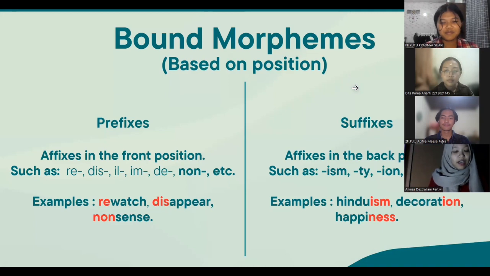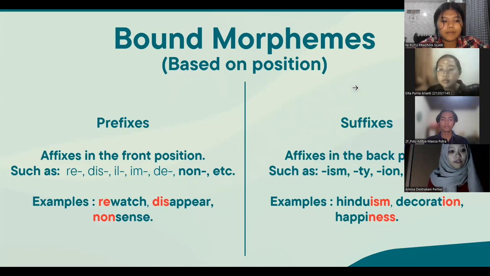First, prefixes. Prefixes are affixes in the front position. An affix is a letter or letters added to a root word to change its meaning, such as re, dis, il, im, di, non, and so on. For example, rewatch, disappear, nonsense, and so on. In the word rewatch, watch is a root word, while re is a prefix. So when the letters re are added to the word watch, the meaning of the word will change.